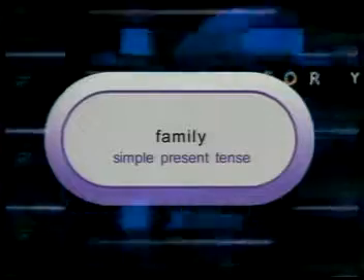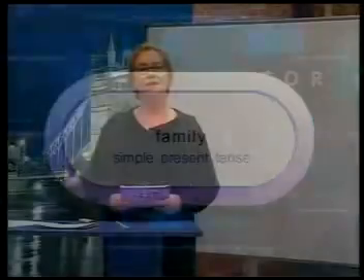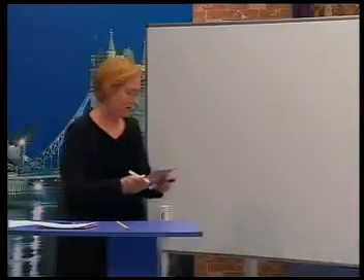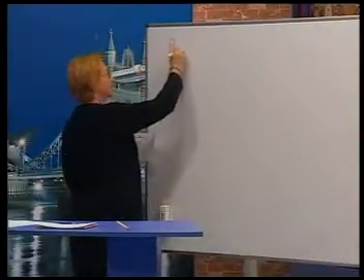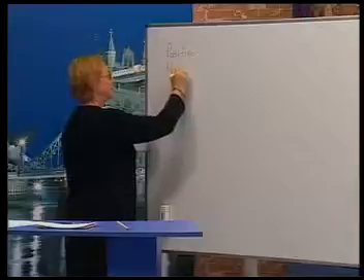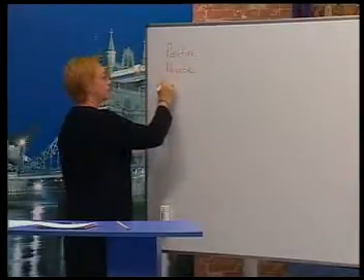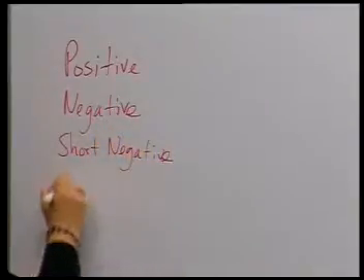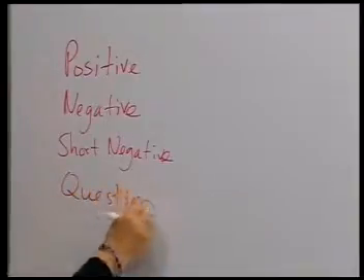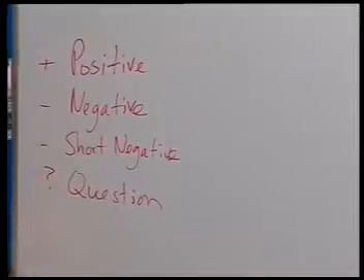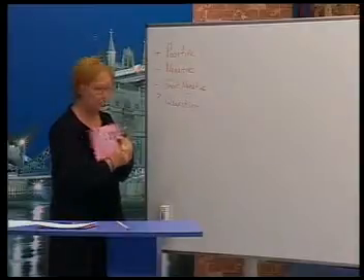Family, simple present tense. Now let's review the present simple tense. Look at this chart now, and we'll do it again. First we're going to talk about positive, negative, short negative, and question. Remember: positive, negative, short negative, and question. Now, let's do these one by one.